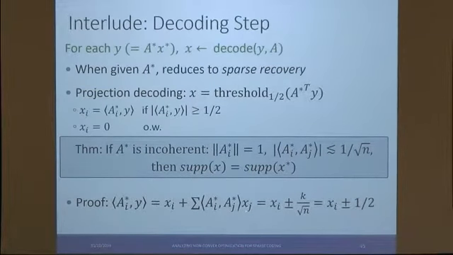Because x is a sparse vector, there are only k non-zero entries here. And each inner product is less than 1 over square root n, so this is less than k over square root n. Basically, if you look at the beginning and the end, it says that if you take the inner product between A_i star and y, this is x_i plus or minus something smaller than a half. So if you take the threshold and you assume that x_i is really 0, or something larger than 1, then this threshold makes sense.